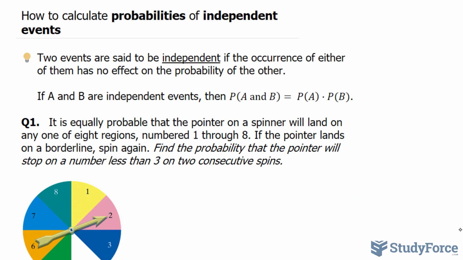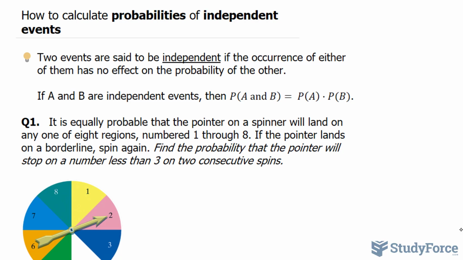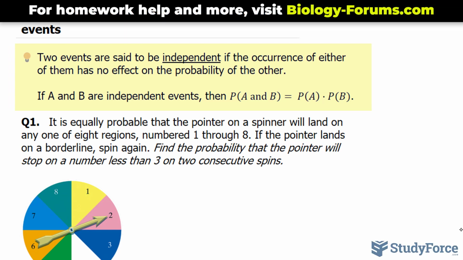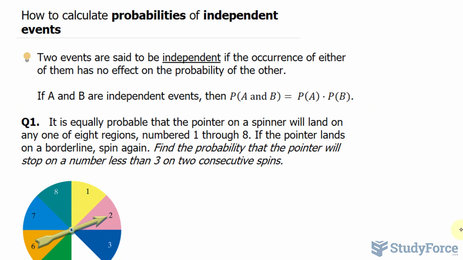In this lesson, I'll show you how to calculate probabilities of independent events. Now you're probably wondering, what is an independent event? Two events are said to be independent if the occurrence of either of them has no effect on the probability of the other. And we mathematically represent this, let's say if we have two events A and B, as the probability of A and B is equal to the probability of A times the probability of B.